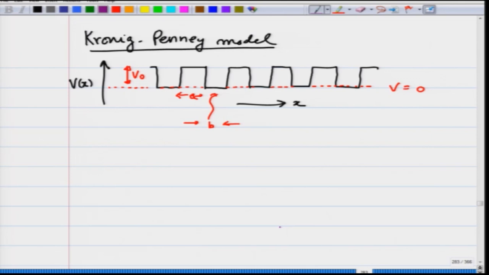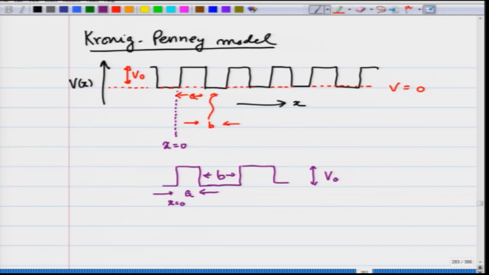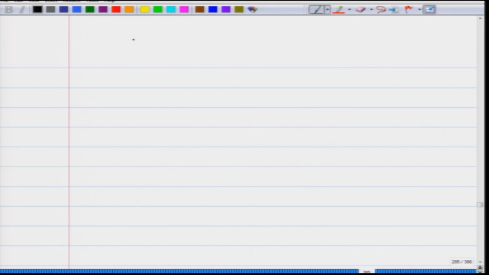So, let me take this point to be x equals 0. So, let me make the potential again from x equals 0 onwards. So, I have at x equals 0 extending from 0 to A the potential barrier, and then from A to B the potential well, and the height of the potential is V 0. So, I want to show you how Bloch's theorem is used to solve the Schrodinger equation in this particular case. Then we will simplify the model and solve it. So, when I look at this potential extending from x equals 0 further down, this is A and this is B.